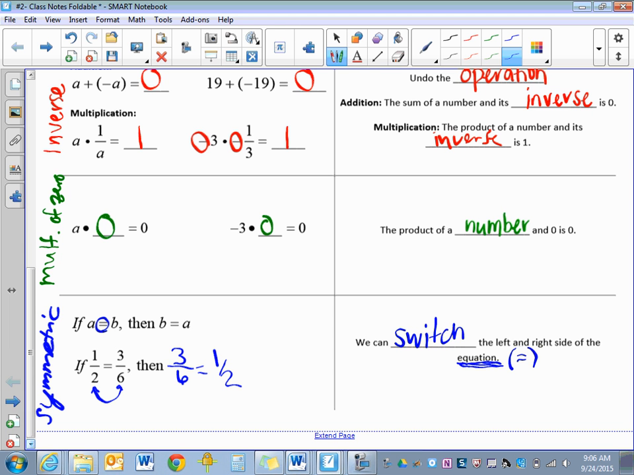Okay. So again, this is just a nice little foldable so that when you're doing your homework and you don't remember what the commutative property is, you can go to your foldable and flip it open and see what the commutative property is. Okay, all right, so let's go ahead and take a look at notes 3.